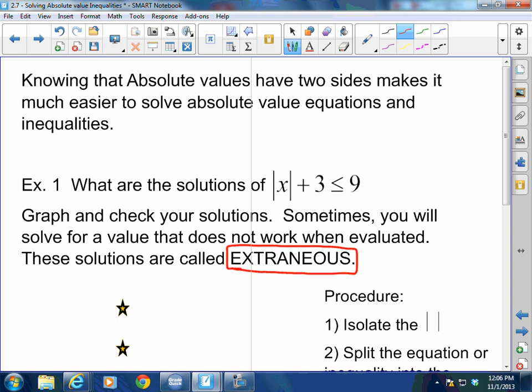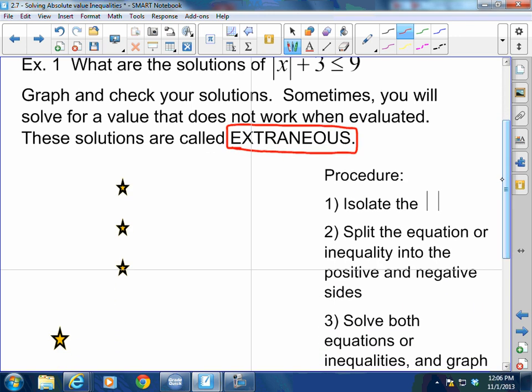Okay? So, how do we do this? Very simple. Number one, first of all, we're going to isolate the absolute value. That means that if anything is being added to the outside of the absolute value, subtracted from the outside of the absolute value.